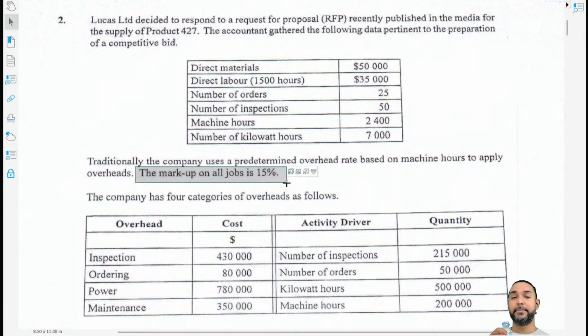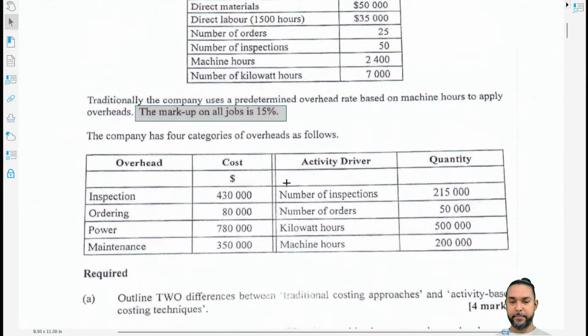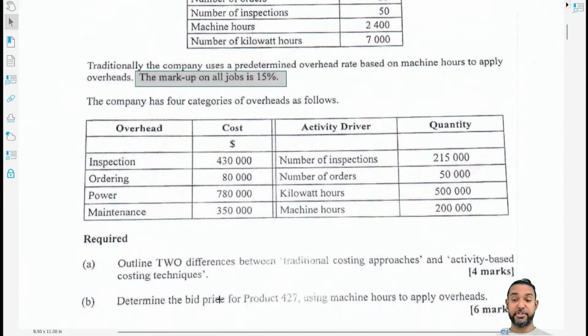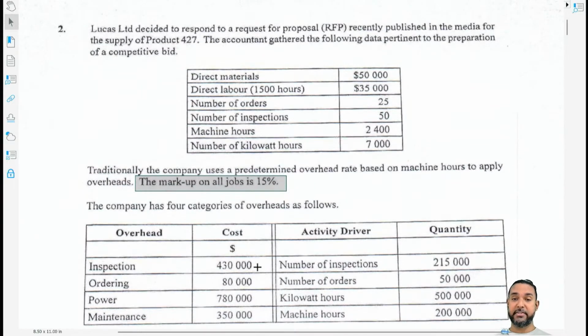So heading up Lucas Limited, you can put determination of bid price or calculation of bid price, right?